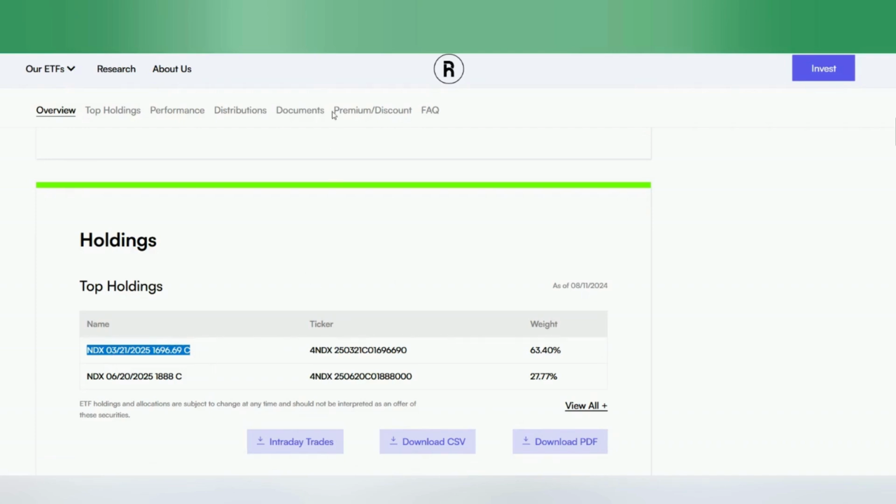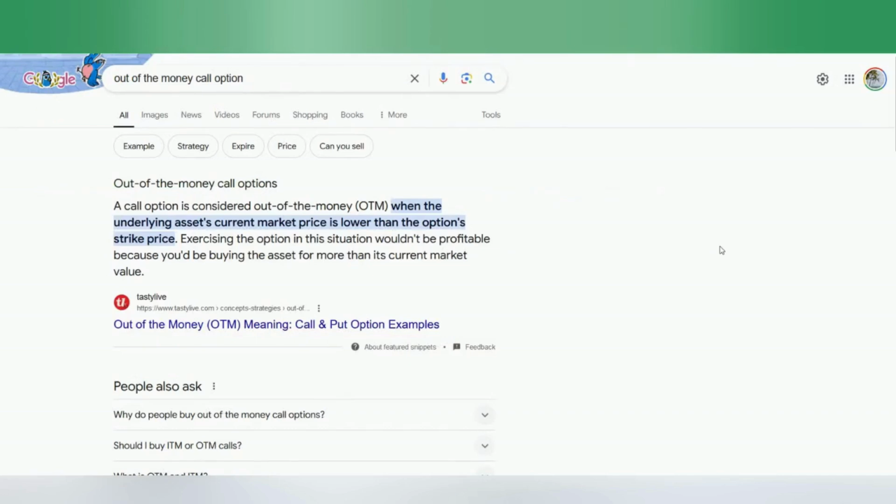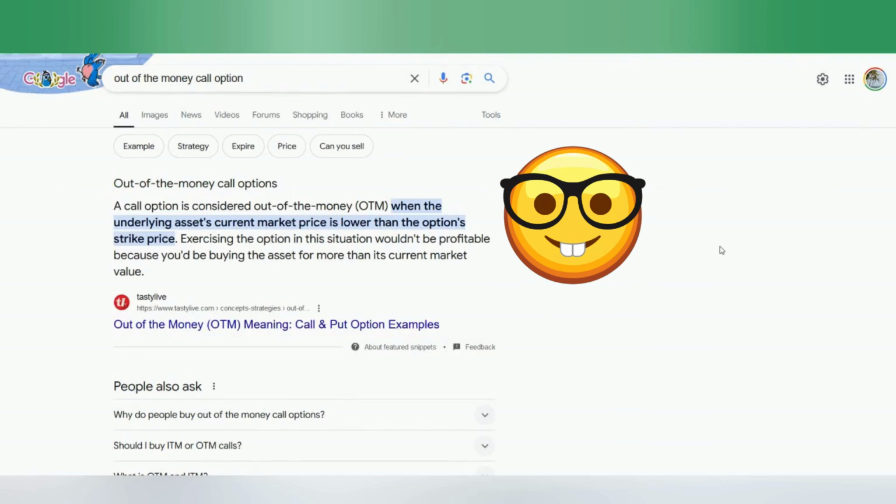Now, really fast, what exactly are out of the money calls? When we say out of the money, a call option is considered out of the money when the underlying asset's current market price is lower than the option's strike price. And so imagine doing that every single day.